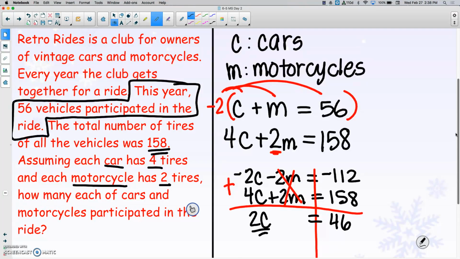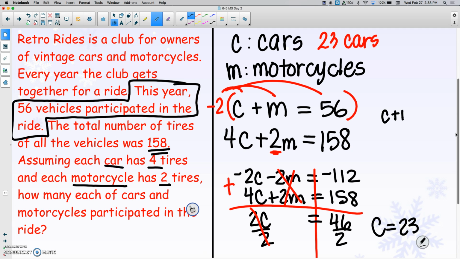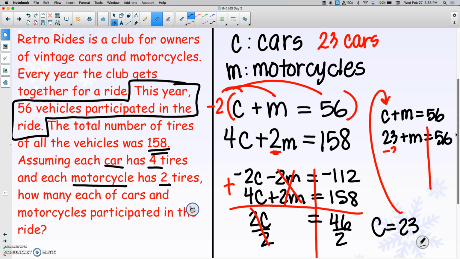46. So if I divide by 2, C equals 23. So 23 cars participated. And if I go back to my first equation, C plus M equals 56, I know that C is 23. So 23 plus M equals 56. And I would just need to subtract 23 on both sides. So 56 minus 23 is 33. So motorcycles, so 33 motorcycles.